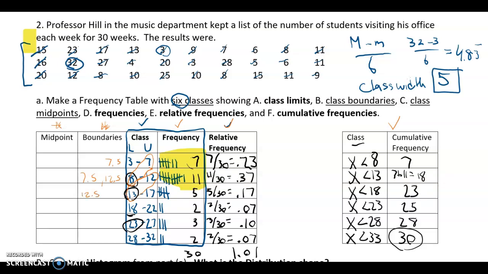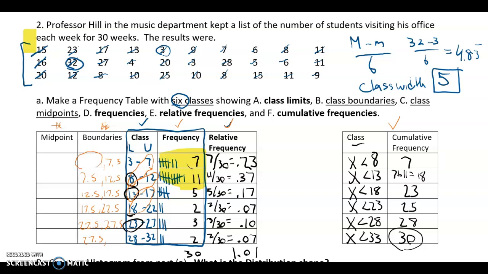Then we'll have 17.5. And then 22.5. And then 27.5. And you'll notice that I wrote these numbers twice, but that's just to show you that the number 7.5 is an upper bound for the first class and a lower bound for the second class. On your homework, you'll just list each of them once with a comma in between.